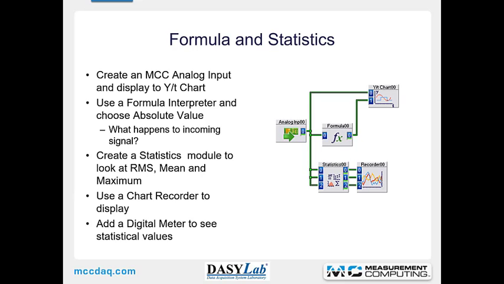So we're going to do an example with formula and statistics, just talking about some typical functions. We'll create a measurement computing analog input and display it on a YT chart. I will use a formula interpreter and set it up to do an absolute value of the incoming signal. And then I will do a statistics module to look at the RMS, mean, and maximum, and use a chart recorder for the display. I'm also going to add a digital meter to see the statistical values as a snapshot in time.